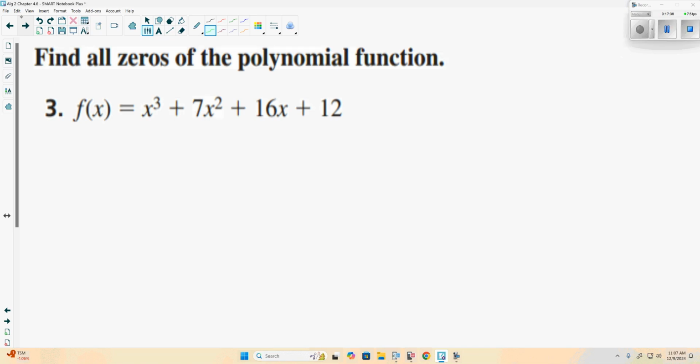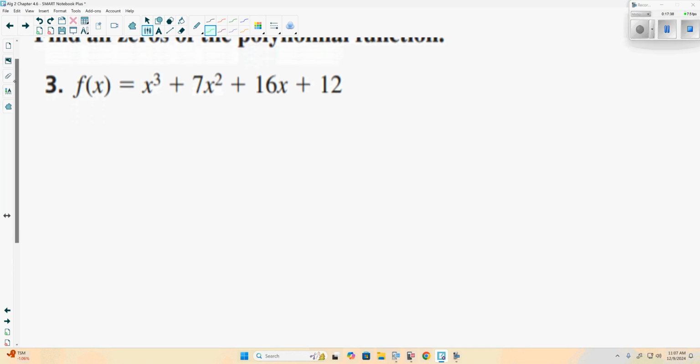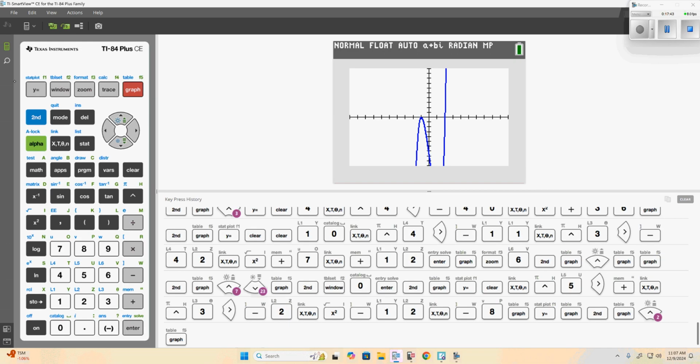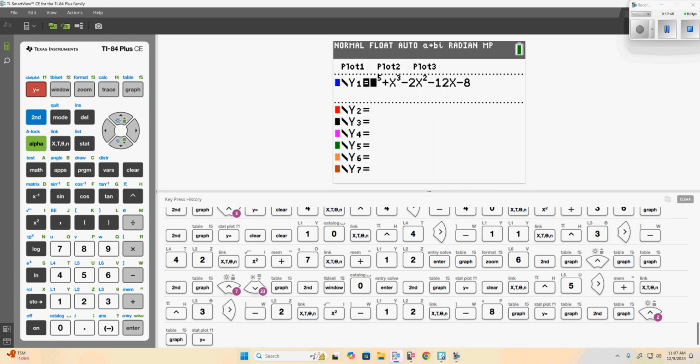All right, let's look at this one here. X cubed plus 7x squared plus 16x plus 12. Again, guys, I'd grab the graphing calculator and type this in. It'd be good getting practice typing these in, because if you do have questions, you can ask.